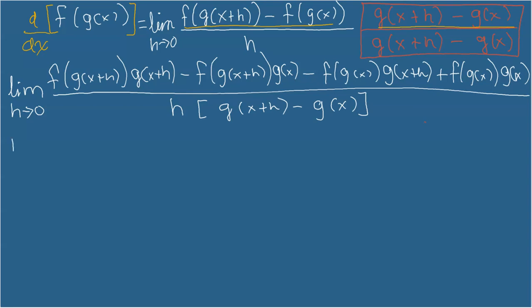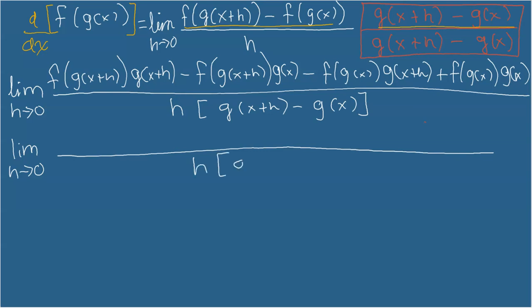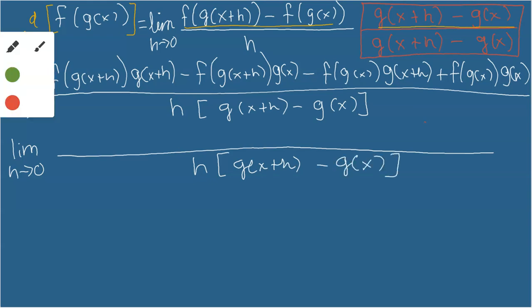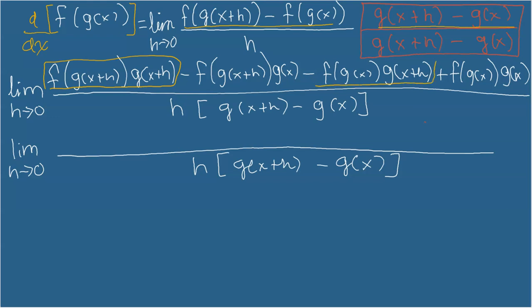Okay, so what I'm going to do next is still limit as h goes to 0. The denominator is still h times g of x plus h minus g of x. The numerator, I'm going to do a little factor by grouping here. I'll do the first term here and the third term there. So in those yellow boxes, we have g of x plus h in common. So we factor that out. What we have inside is f of g of x plus h minus f of g of x.